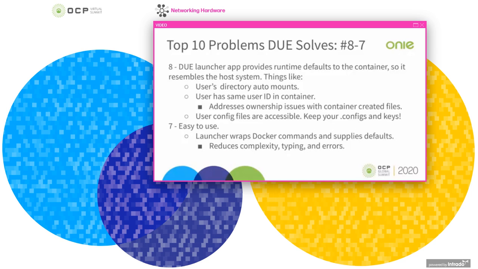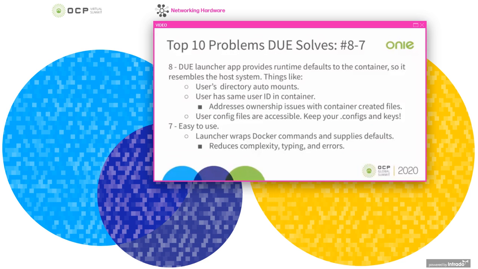Do comes with a launcher app that provides runtime defaults to the container so that it resembles the developer's host system. This was one of the big things that you don't get with just using a Docker file. It's a real user improvement. Things like the user's directory auto mounts. The user has the same user ID in the container, which keeps you from having problems with files created in the container not being owned by the user running the container. And by mounting the user's home directory, their configuration files are accessible. Git config, .emacs, vim configuration, all of this stuff that makes developing a lot easier is available within the new build environment.